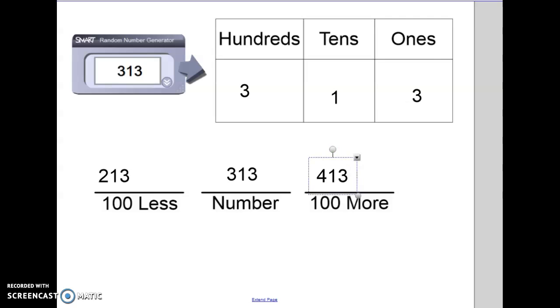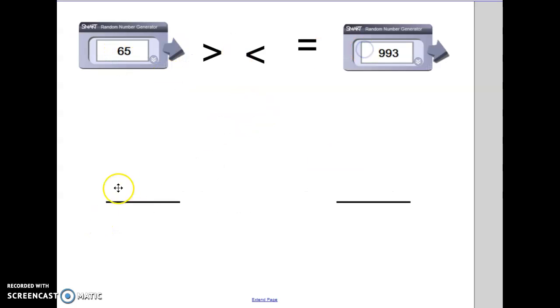413. Our two numbers today are 65 and 993. So we would read this as 65 is less than 993.